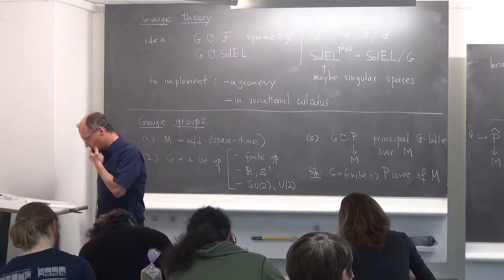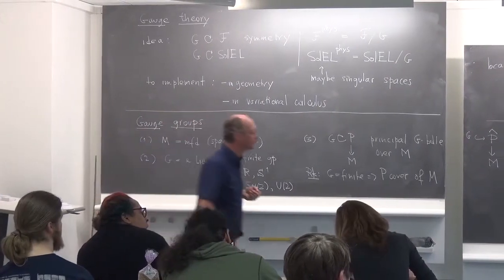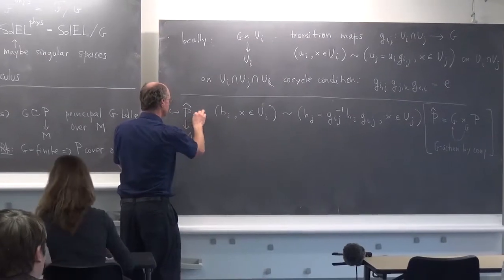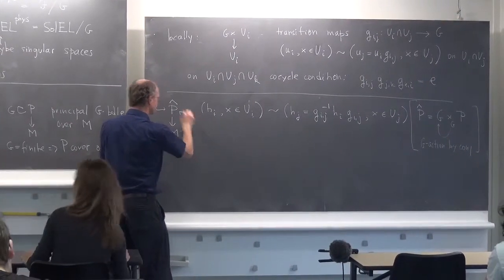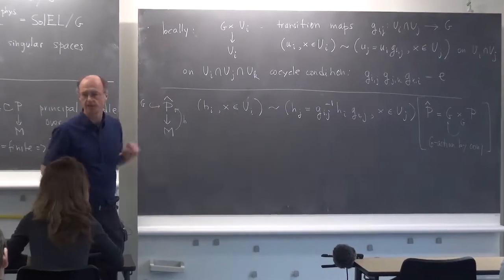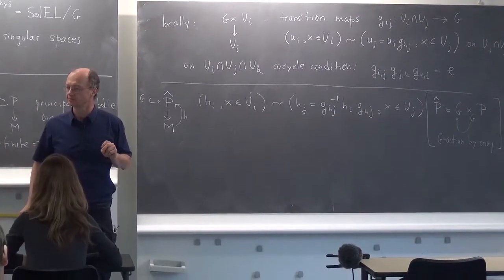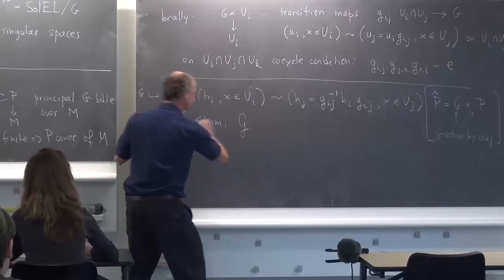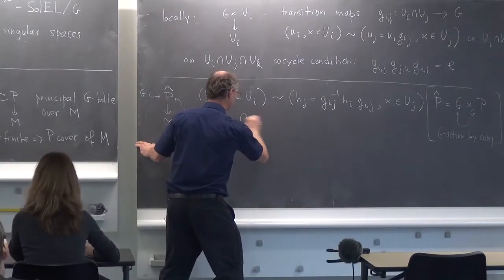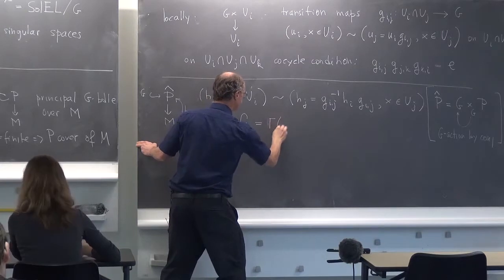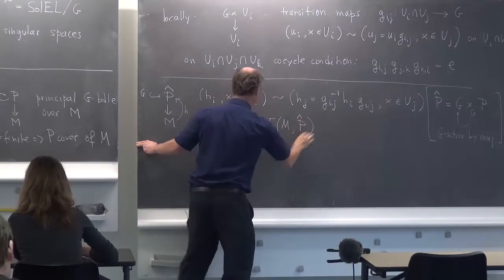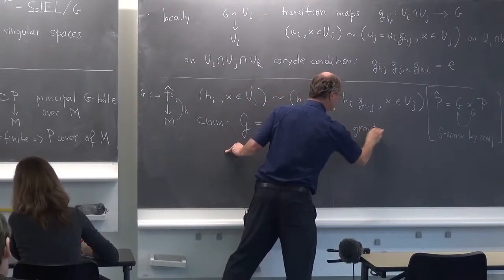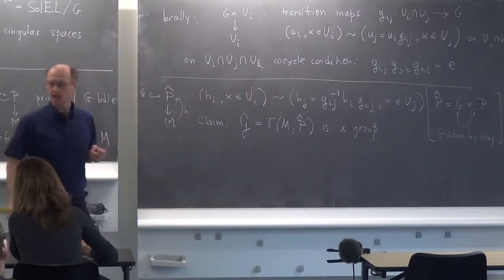Perhaps one remark, why am I doing it? That's because if I consider sections of this bundle, it turns out that they form a group. So I claim, let me call it curly capital G, the sections of P hat over M, is a group. So do you see why?